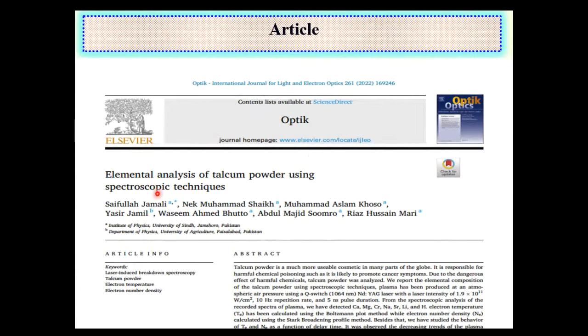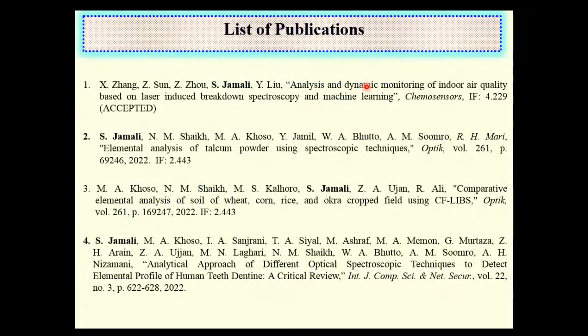So my talk is elemental analysis of talcum powder. Our work is published in Optik, a highly ranked journal. Its impact factor is 2.449, and our topic is elemental analysis of talcum powder using spectroscopic techniques. This was recently published in 2022. This is the list of publications. One of my papers was just accepted yesterday and will soon be available online, and these are our publications.